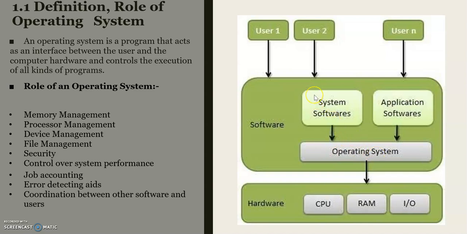Suppose you want to interact with the hardware. The user cannot directly interact with the hardware. First of all, it will interact with the software, the software will interact with the operating system, and then the operating system will interact with the hardware, and in this way the communication takes place. Now, which are the different types of software available? There are two types of software: system software and application software.